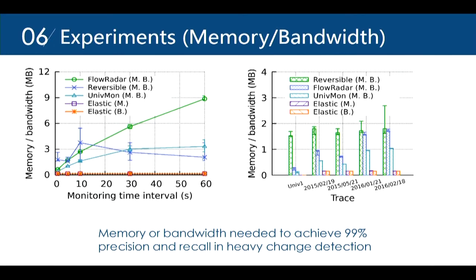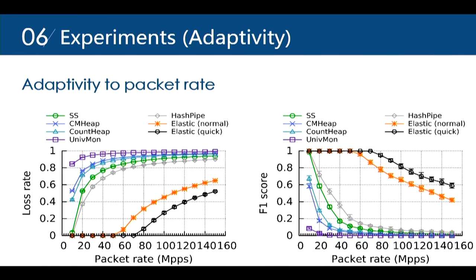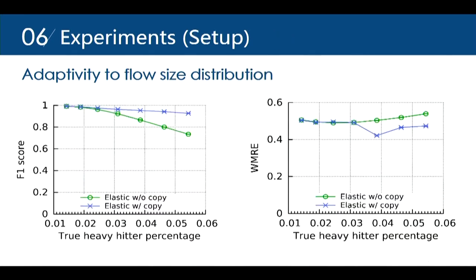For the memory usage and the bandwidth usage, we found that our Elastic Sketch can significantly reduce the memory usage and the bandwidth usage. And for the packet rate, when the packet rate is high, existing sketches will lose packets, while our sketch does not lose packets. And when the packet rate is extremely high, we also lose packets. And for accuracy, our accuracy is much higher than other sketches during this process.